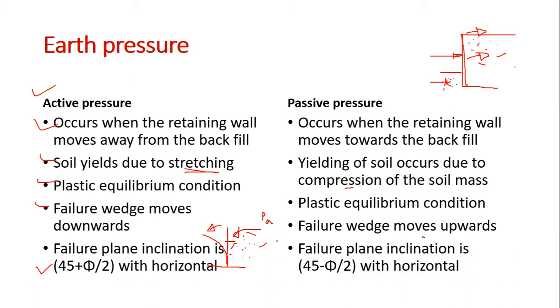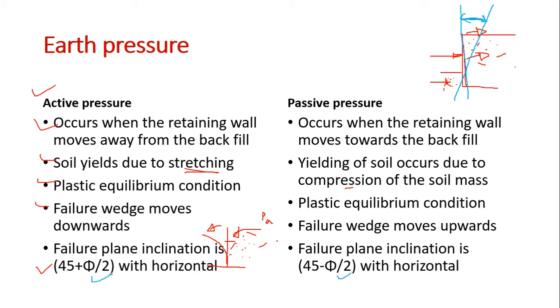Now the failure plane inclination. Here the failure plane inclination is 45 minus phi by 2, because see here, this is the initial position. We are reducing, meaning we are compressing the backfill over here. This is the initial position, and because of this compression the wall is moving towards the backfill, suppose this is the angle. This angle represents the reduction. The initial position we are just reducing, so 45 minus phi by 2.